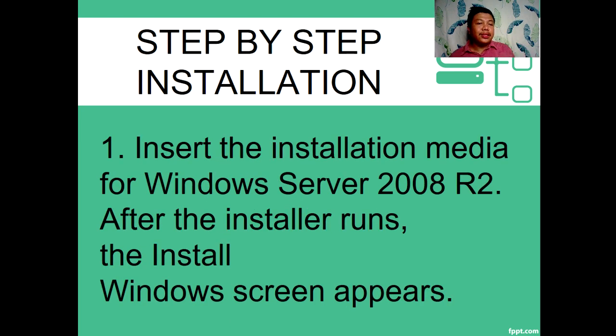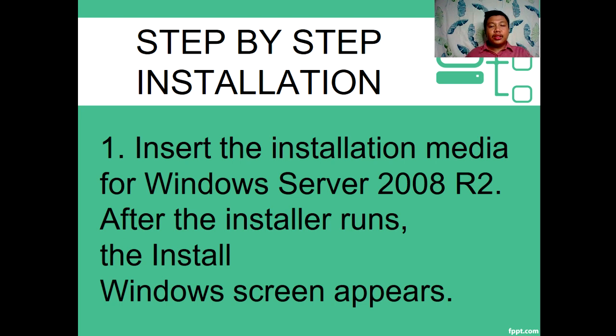Next, we have the step-by-step installation. First, kailangan natin yung Rufus, no? So, i-install natin yung Rufus dun sa flash drive. So, meron akong video, separate video, how to install Windows Server and Windows 7 and Windows 10 using the flash drive and the Windows using the Rufus. Yan. So, ito yung gagamitin nating application.